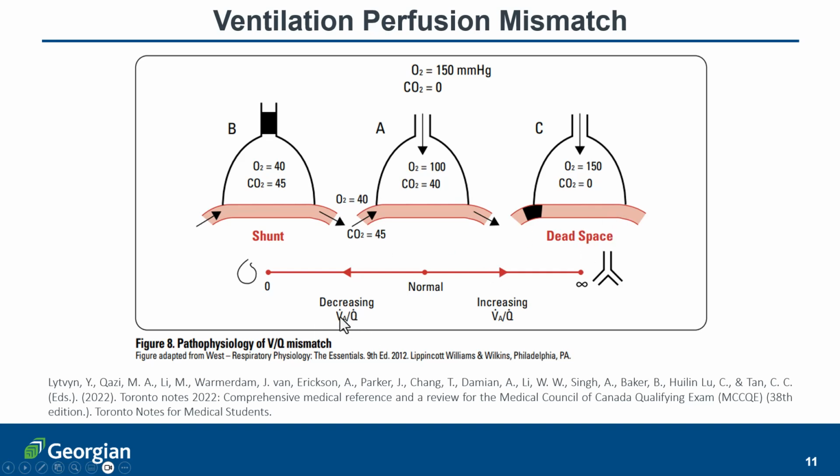It's V over Q, where V is ventilation, Q is perfusion. Here, because ventilation is decreased, you have a decreasing V over Q ratio. The A stands for the arterial blood flow into the lungs. Here's normal. VQ ratio is what it should be. Doesn't matter what the numbers are. And over here you have an increasing VQ ratio because ventilation is fine, but perfusion has decreased over here.